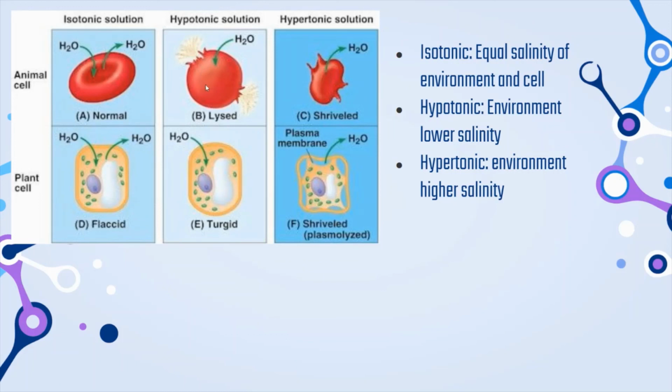And when this happens in an animal cell, the cell will usually burst and lyse. However, the plant cell will actually prefer this, and it will become turgid. And finally, if it's in a hypertonic environment, the environment will actually have the higher salinity. So as a result, the water will move out. And when this happens in an animal cell, such as a red blood cell, it will become shriveled, whereas in a plant cell, it will become shriveled as well, but it will be called plasmolyzed.